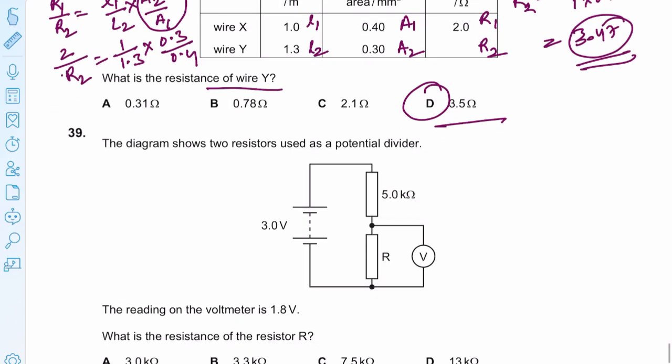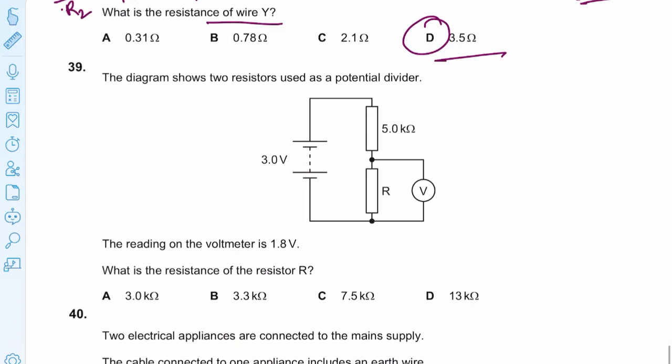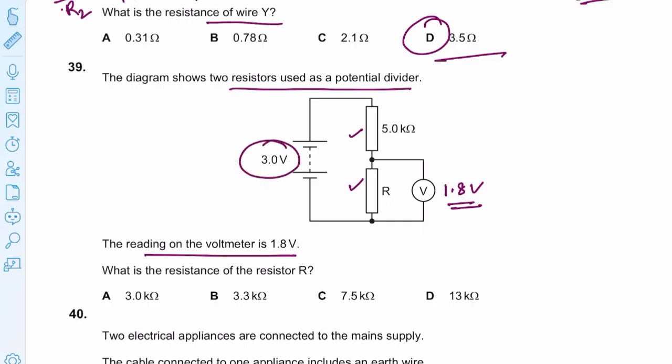Next question. Question number 39. The diagram shows two resistors as a potential divider, right? Because you can see these two are connected in series, so the voltage is divided. The reading on the voltmeter is given as 1.8 volt. That means this resistor has 1.8 volt. Now the supply is 3 volt. That means this resistor will have 3 minus 1.8, which equals 1.2 volt. Do you understand clearly? Right?